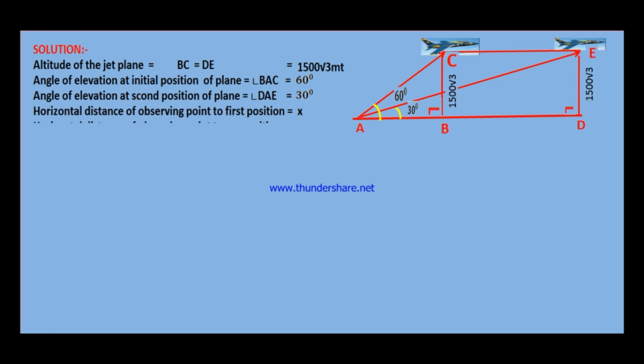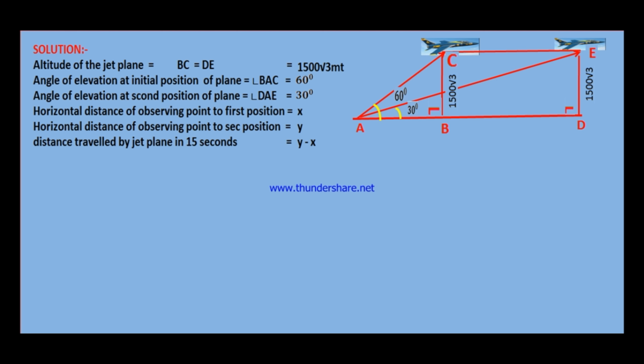Speed of any moving object is nothing but the distance travelled by the time taken. We know the time, 15 seconds. We have to find out the distance that is travelled by the flight in these 15 seconds. That is, you have to find out the distance CE. CE is nothing but BD. You see, from the diagram, CE is equal to BD.